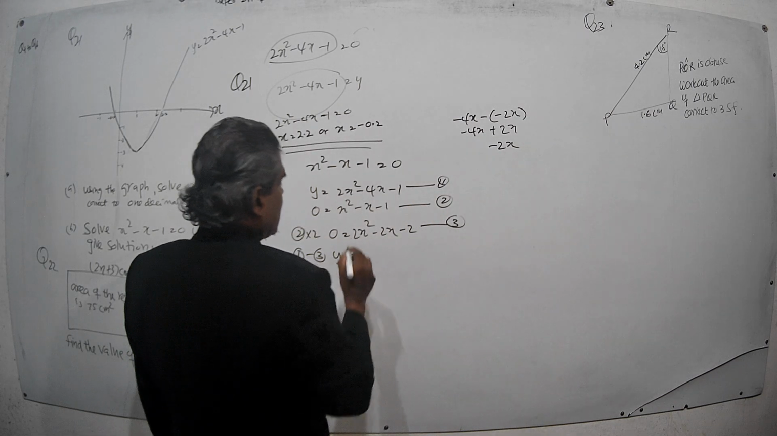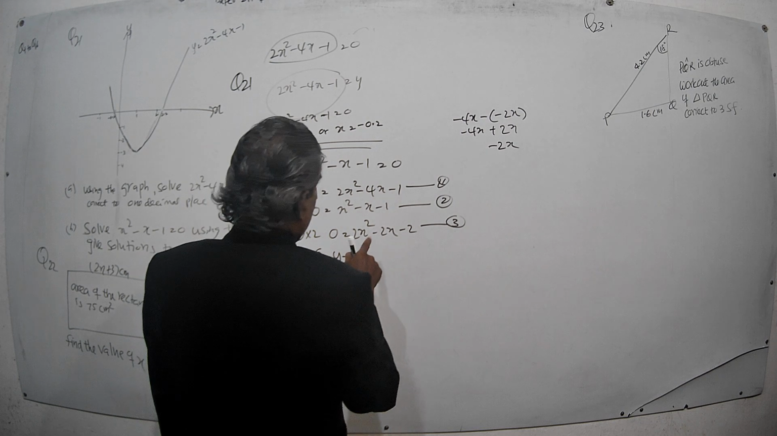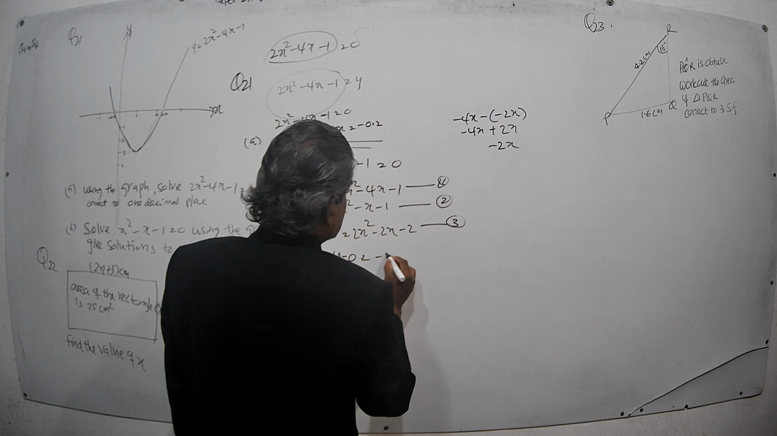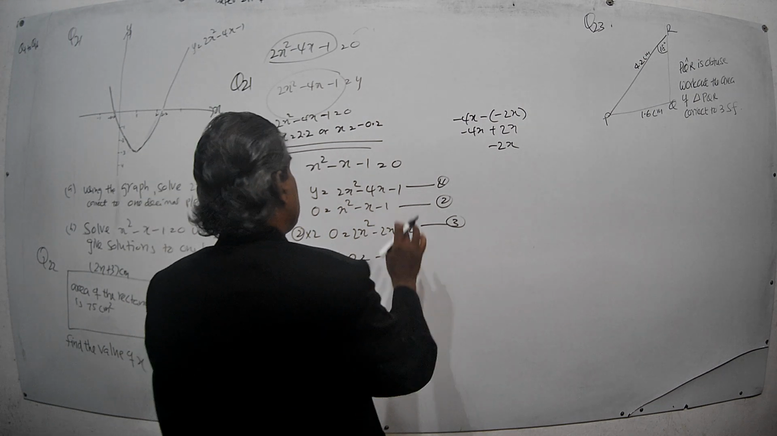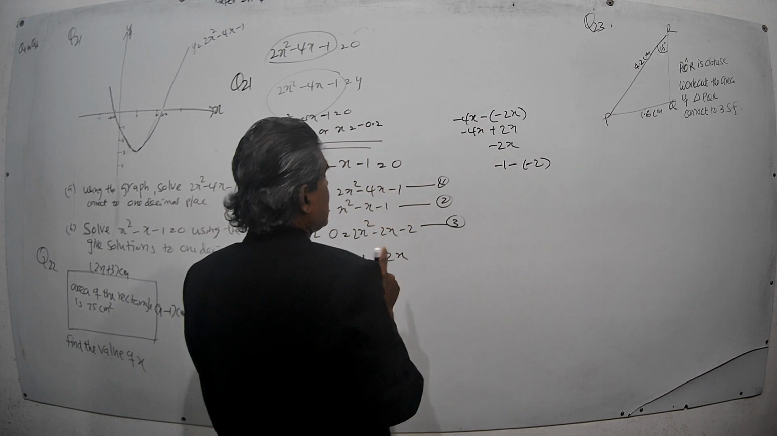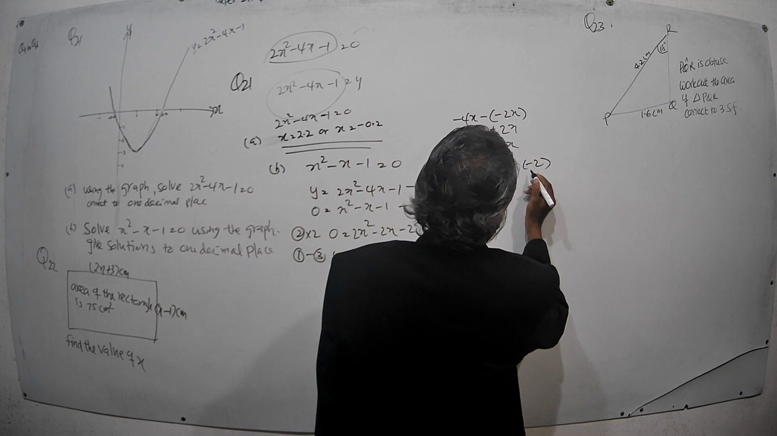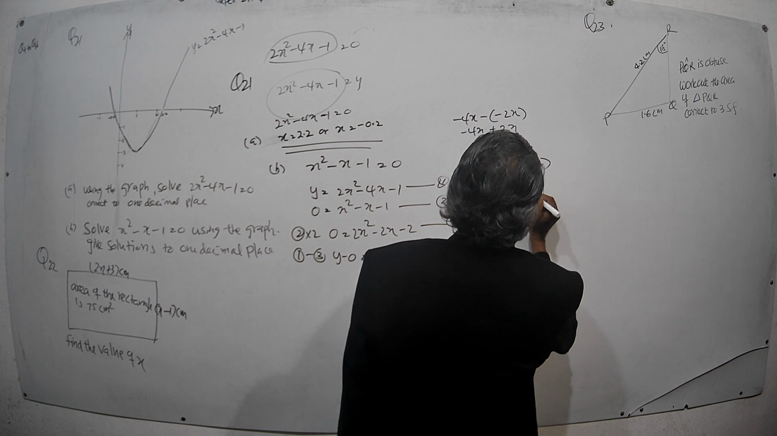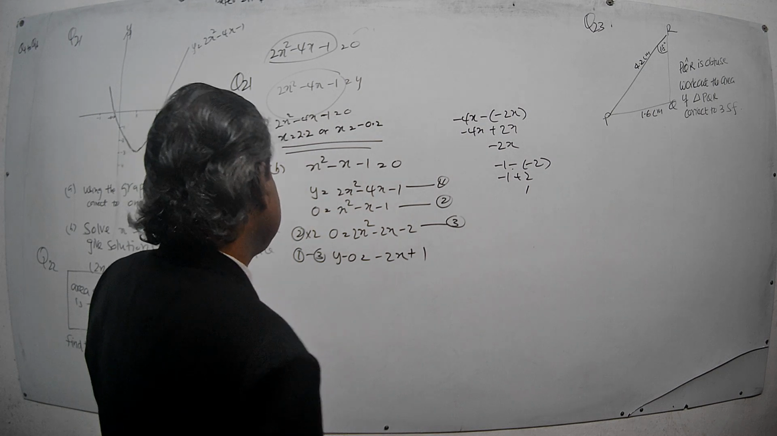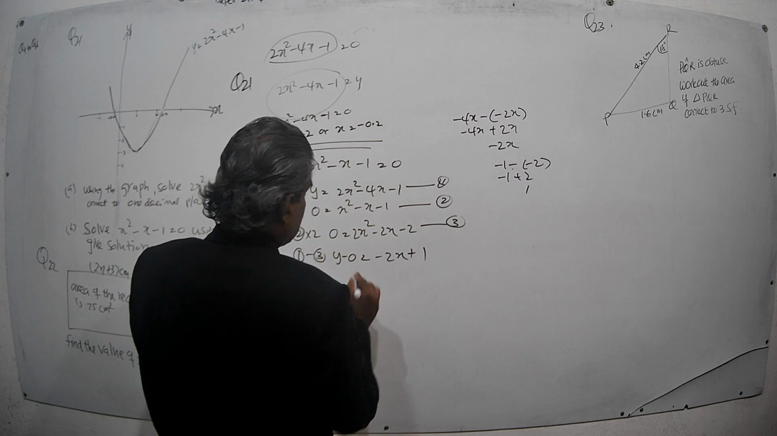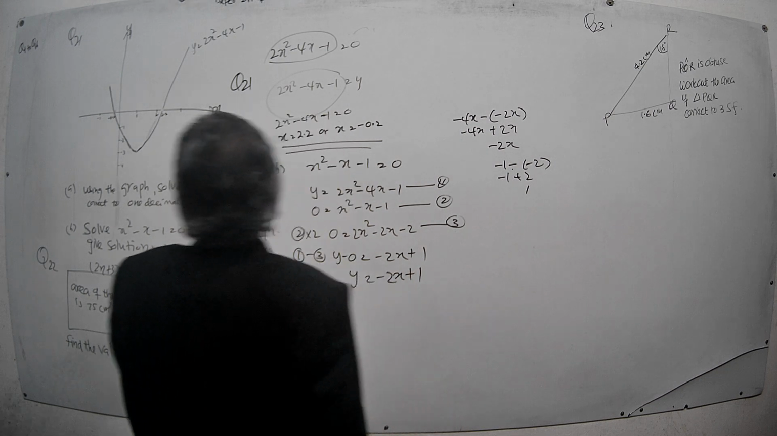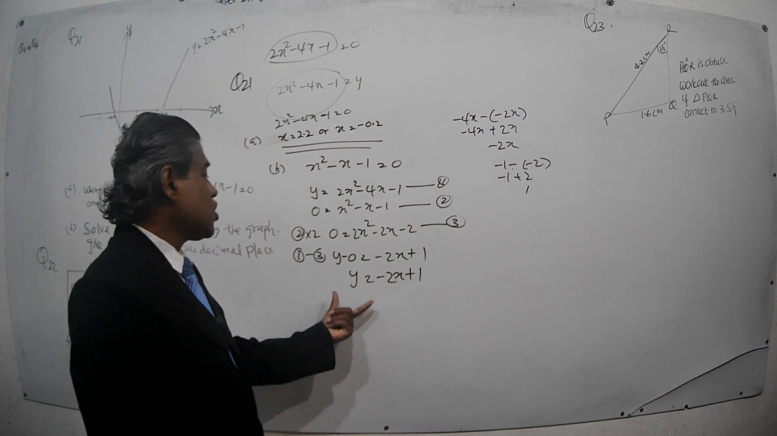Then when this is deducted from this, we get minus 2x. Then minus 1 minus minus 2. Minus times minus is plus 2, so minus 1 plus 2 gives plus 1. Then y minus 0 is y. So y equals minus 2x plus 1. Now you have obtained a straight line graph equation.